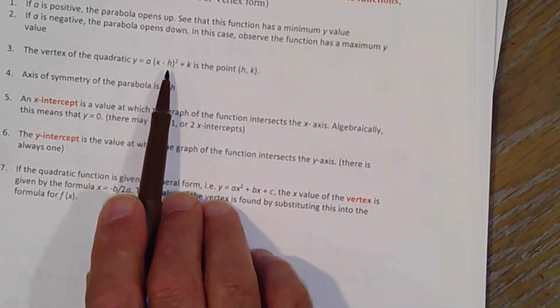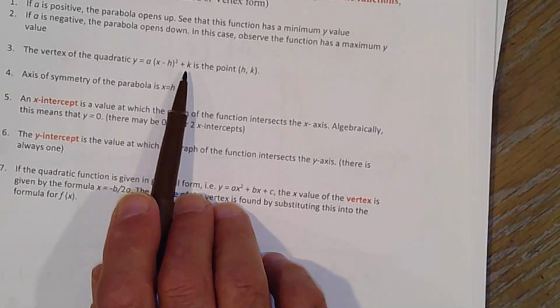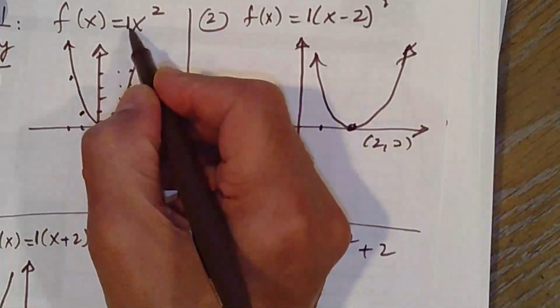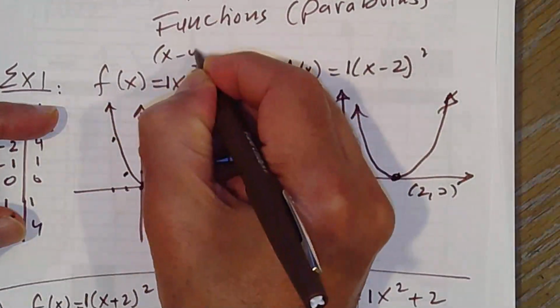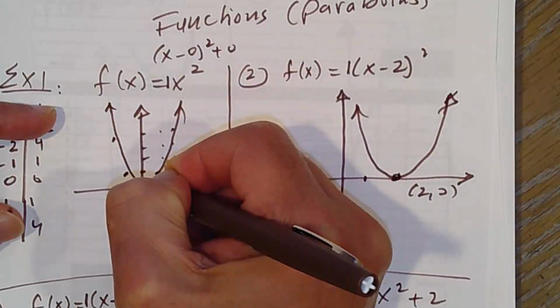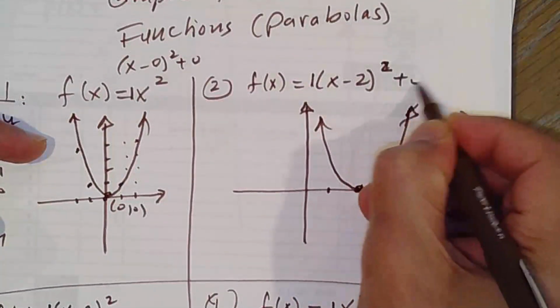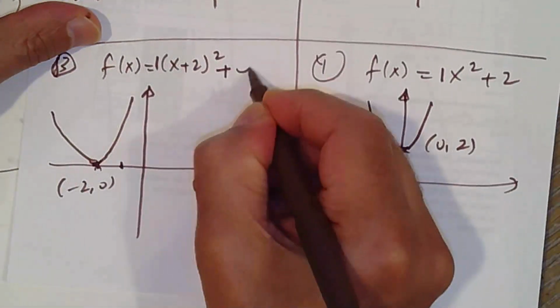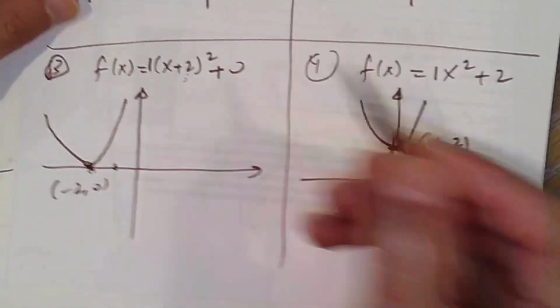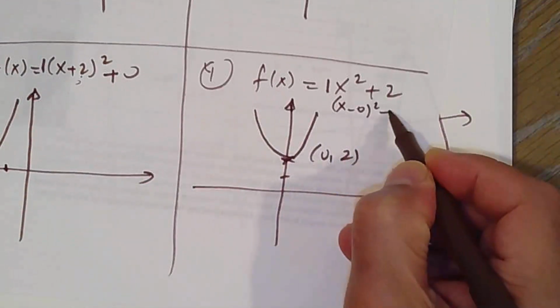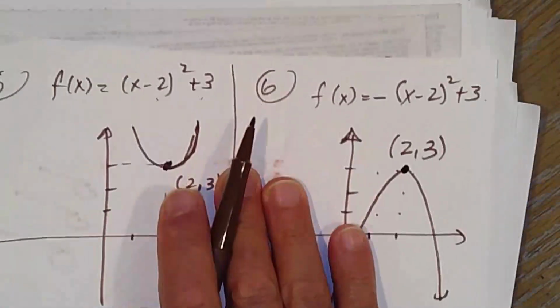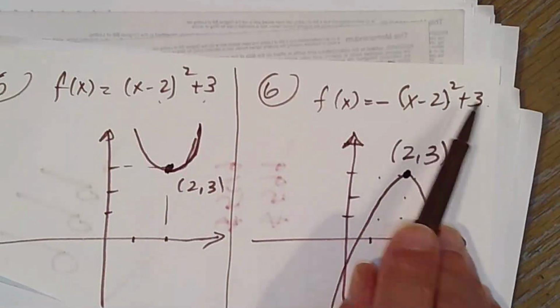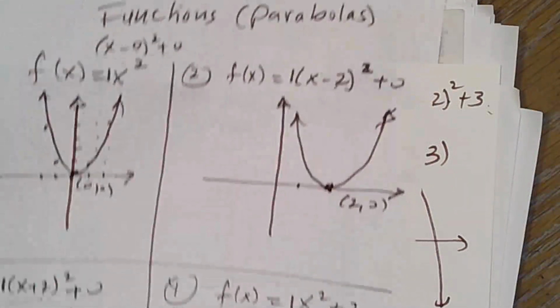The vertex is at h, k. h is the opposite of what's inside the parentheses, and k is the value on the outside. Opposite, same value. So let's see that. This x squared is actually x minus 0 squared plus 0, so the vertex is at 0, 0. This is x minus 2 squared plus 0. The vertex is at 2, 0, which is right here. Number 3, x plus 2, the vertex is at negative 2, 0. It's the opposite. This is x minus 0 squared plus 2, so it's at 0, 2. This is at 2, 3, and this is at 2, 3. That's how we find the vertex.